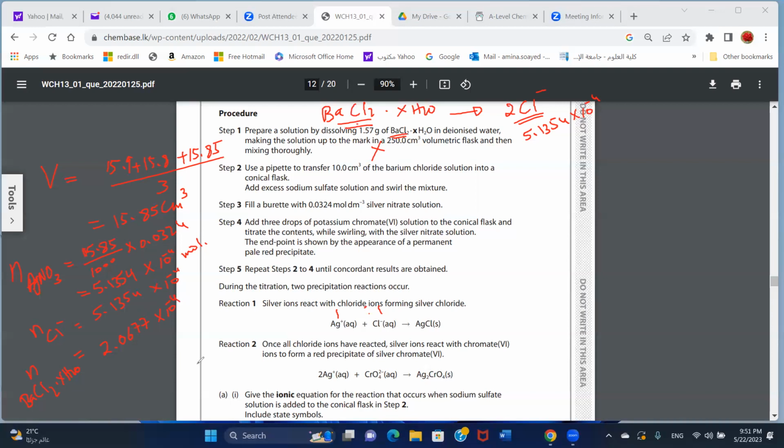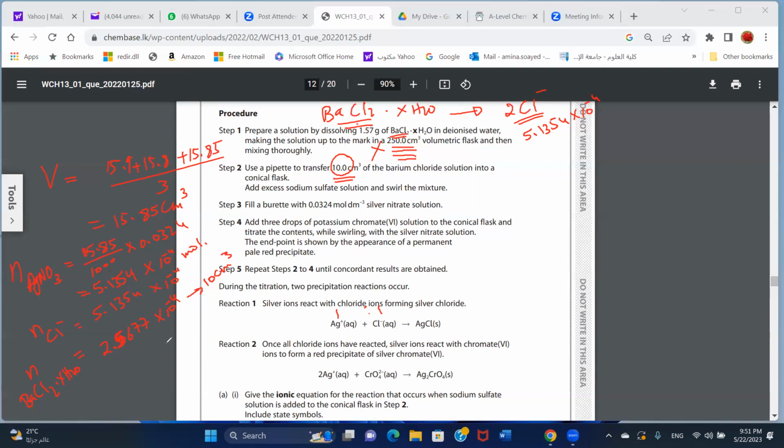But as I told you yesterday and every day, usually they prepare the solution in a certain volume and they take only part of it to make the titration. So this number of moles of barium chloride is present in the 10 centimeter cube that they titrated, isn't it? Miss, I think it's 2.5677. Okay, type 2.5677 times 10 to the power minus 4 are present in the 10 centimeter cube that they titrated.